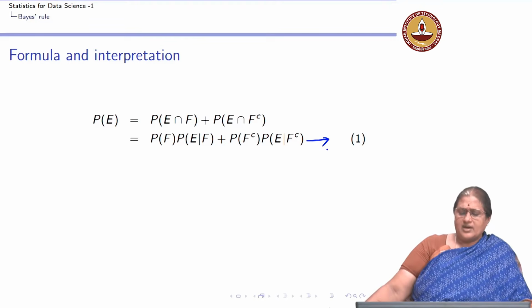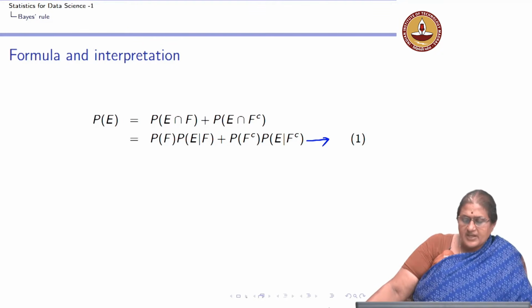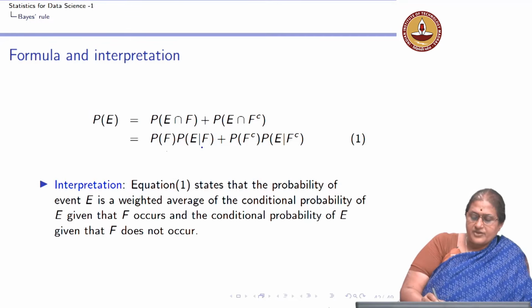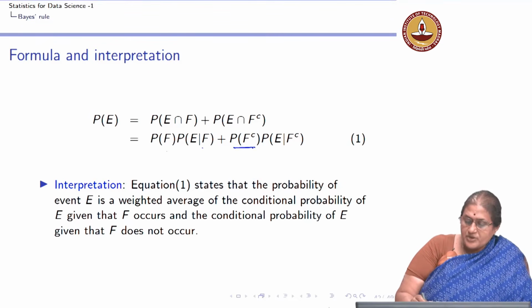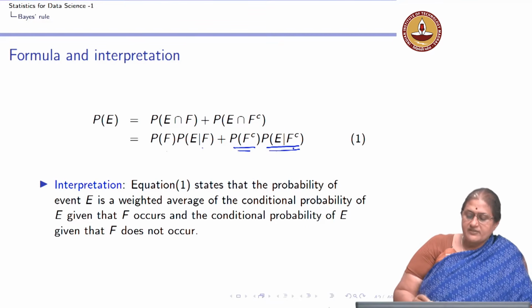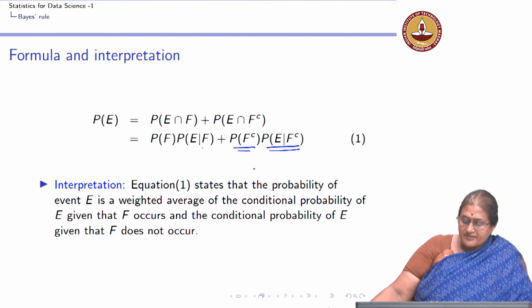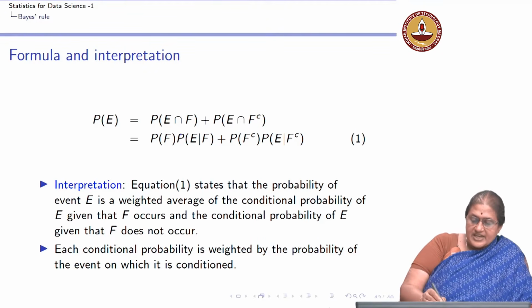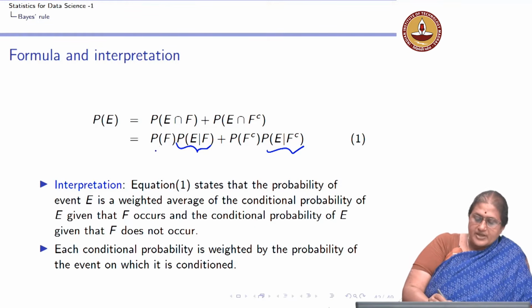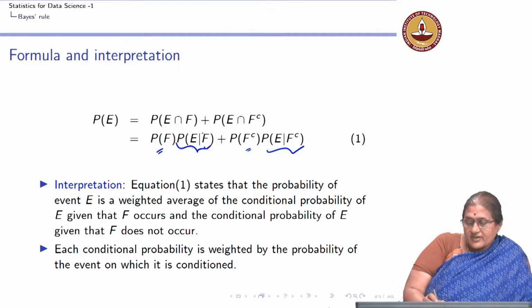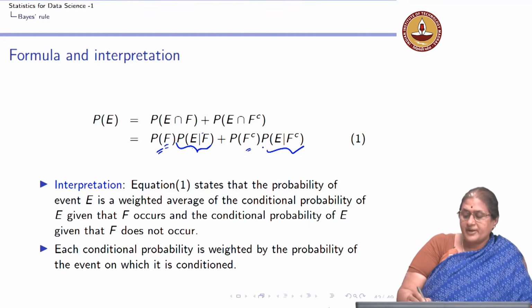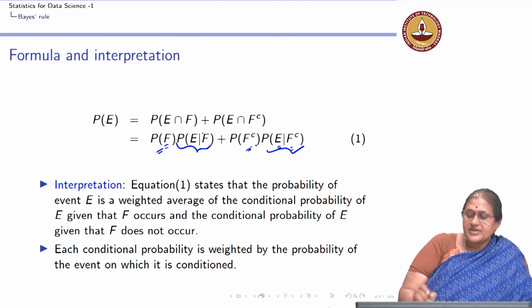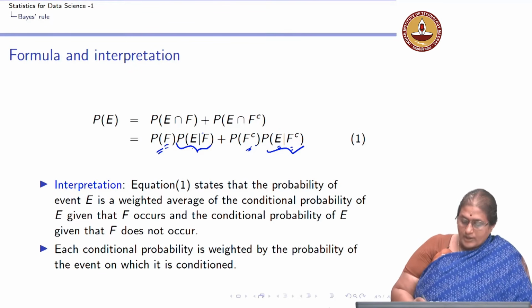Now, this expression, probability of E equals probability of F times probability of E given F plus probability of F complement times probability of E given F complement, is what is referred to as the law of total probability. I have two conditional probabilities, each weighted by the probability of the event on which it is conditioned. That is, probability of E given F is weighted by probability of F happening, and probability of E given F complement is weighted by probability of F not happening.